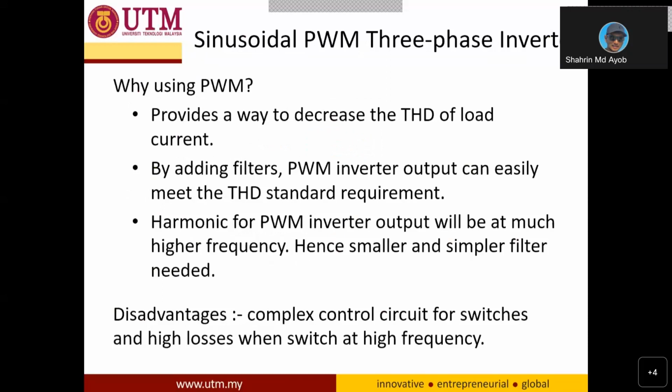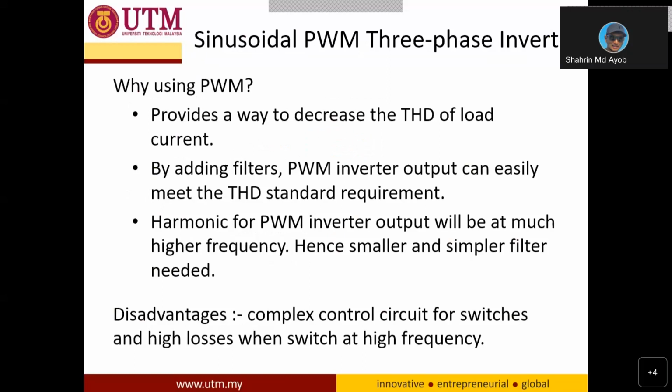Then this is using PWM. Maybe you can recall what the advantage of PWM is compared to the square wave. What is the advantage? There are two advantages.